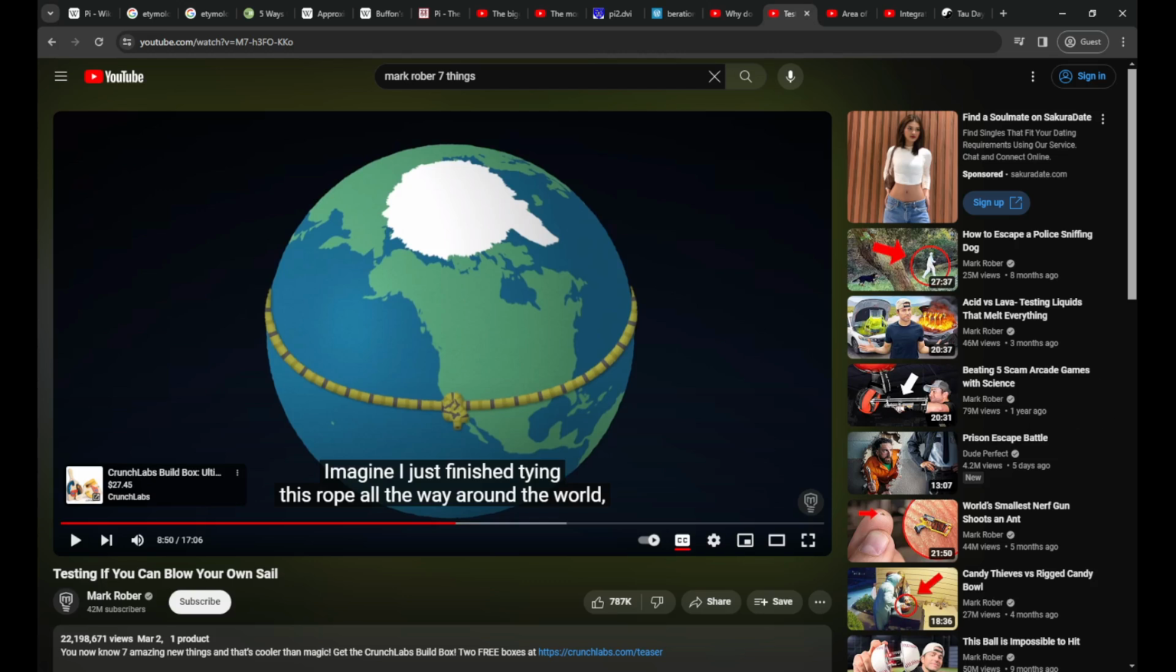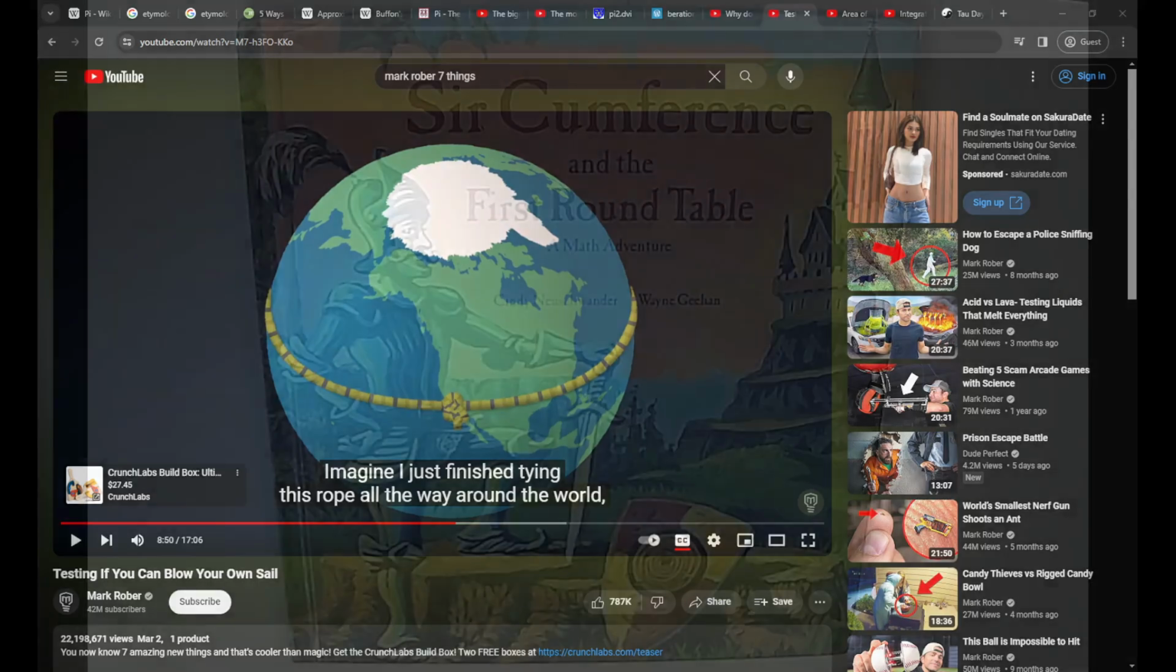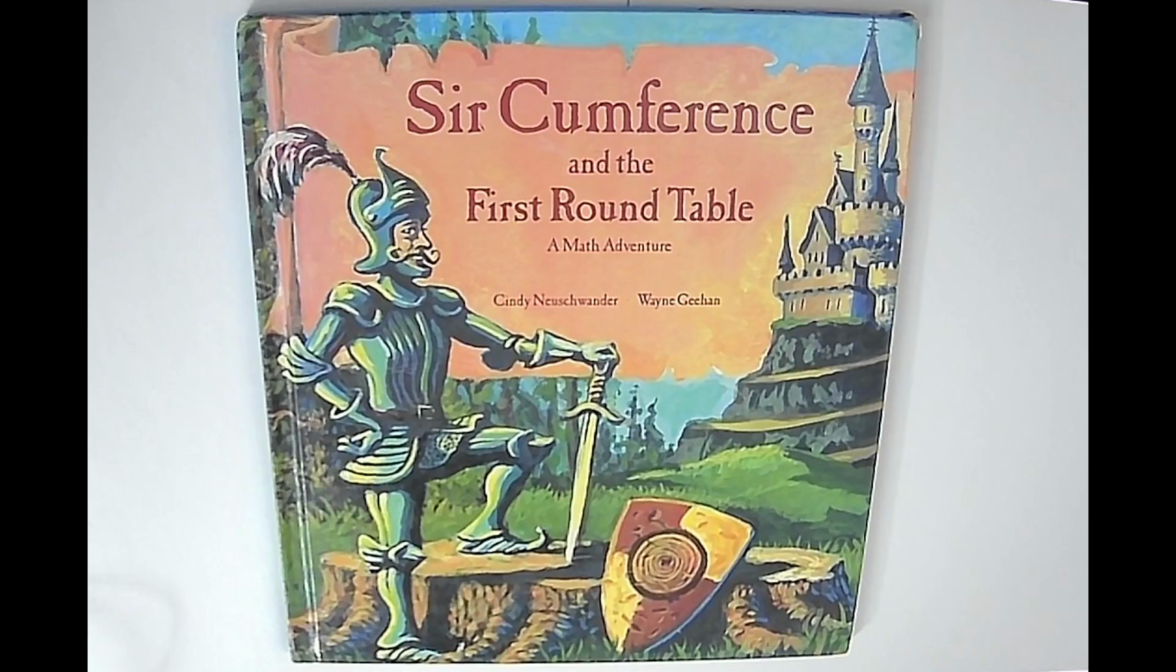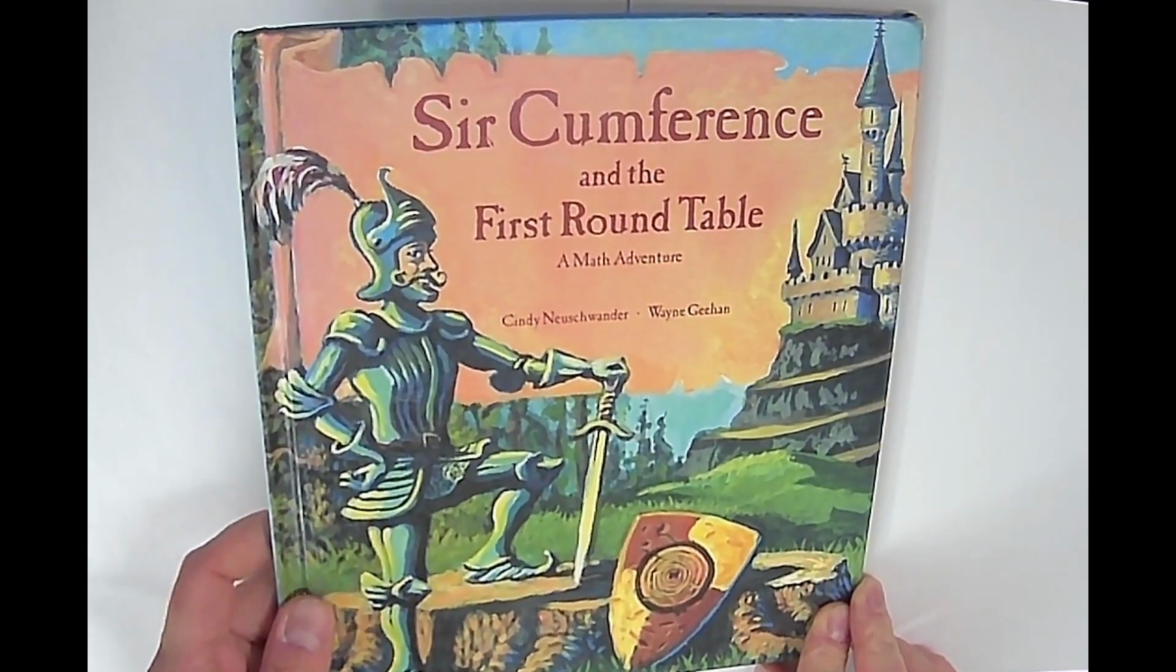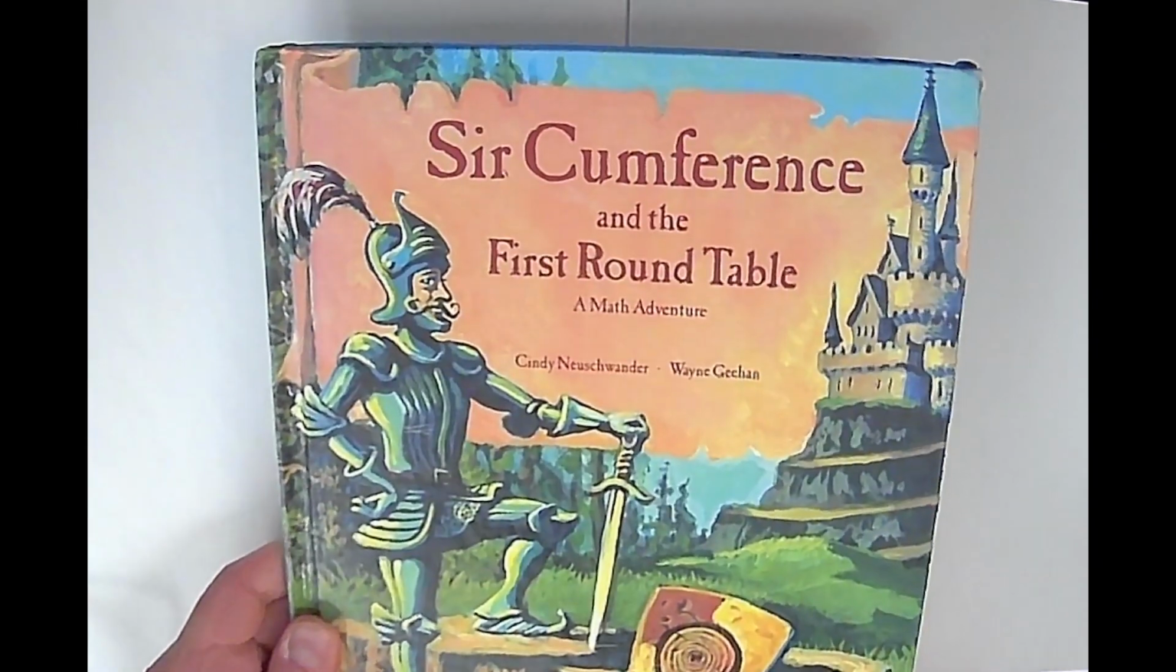And so I'd like to go through a derivation of that after I show you this book. This is a book that I found that was recommended to me, Circumference and the First Round Table, a math adventure by Cindy Neuschwander and Wayne Geehan. It's a fun and fictional mathematical adventure about the first round table. So you might want to share that with kids or even yourself.